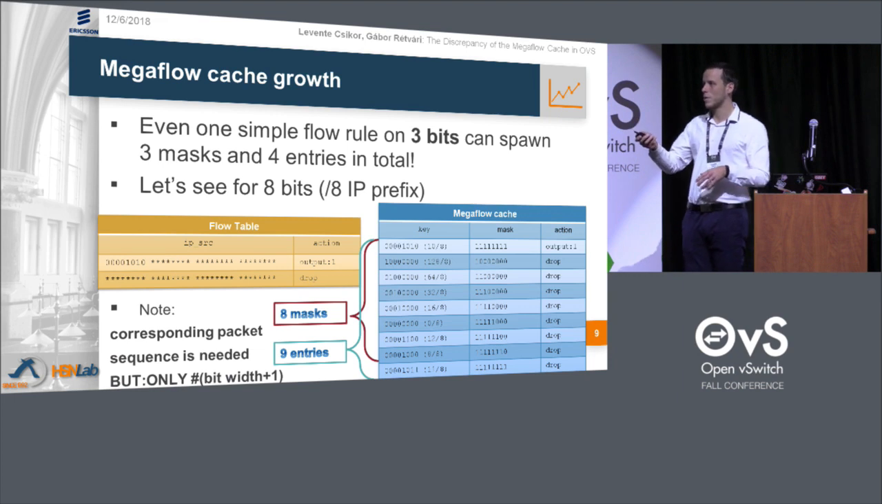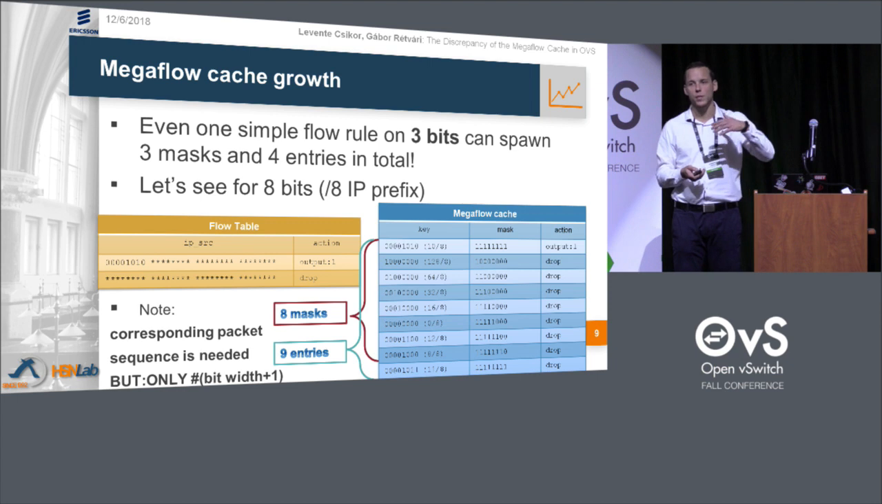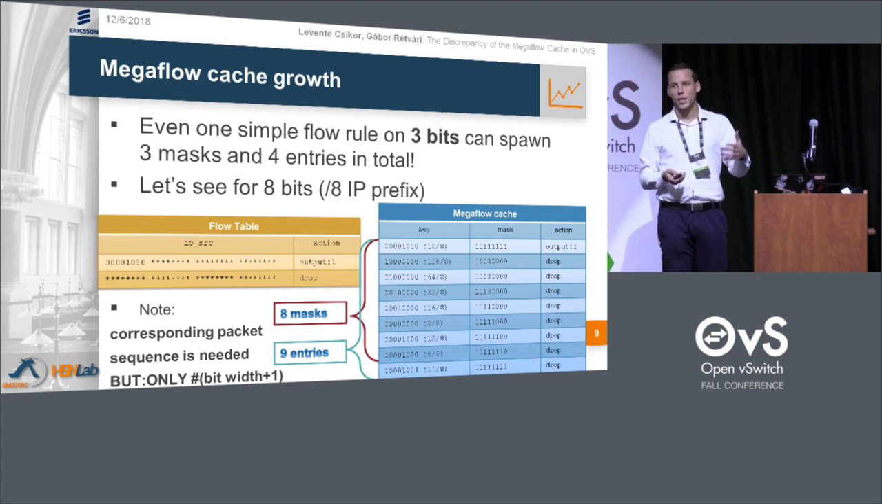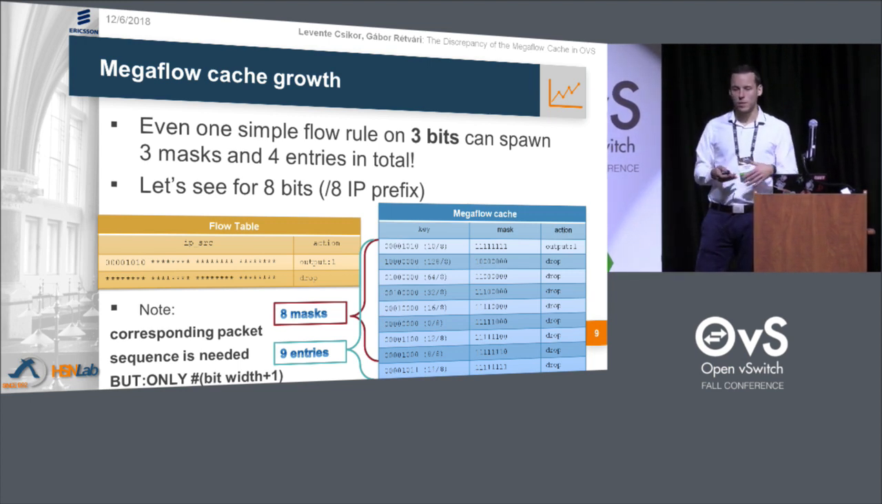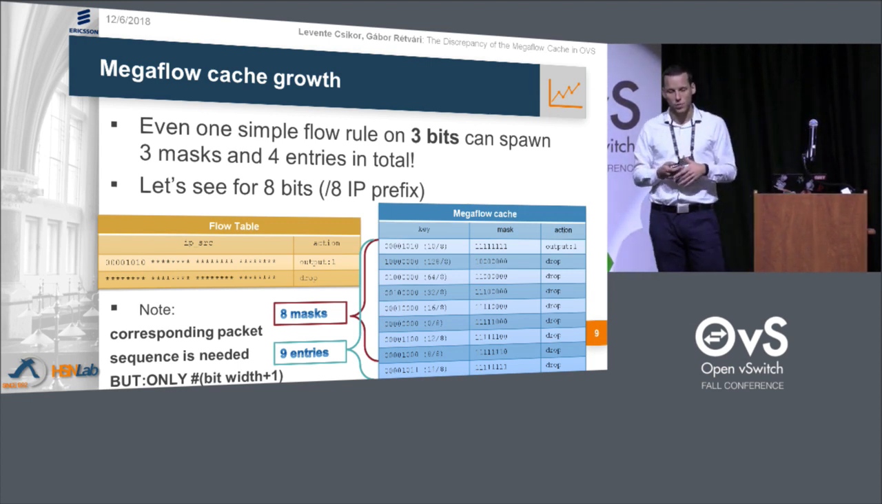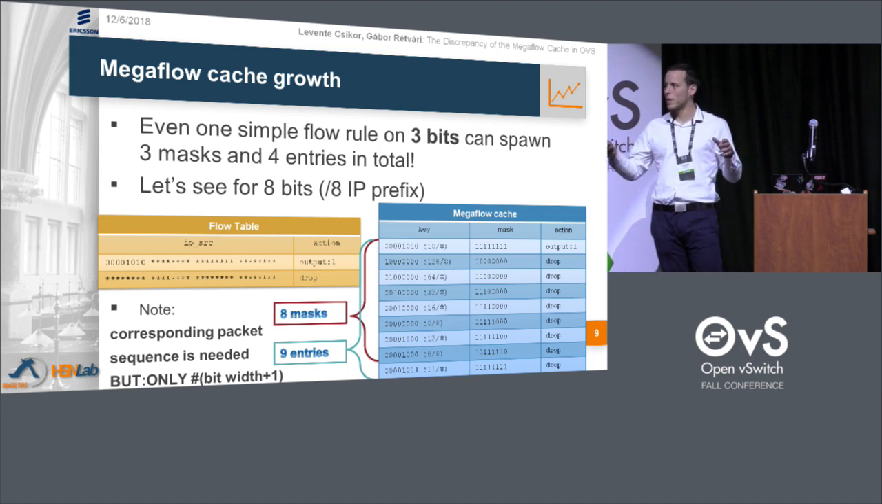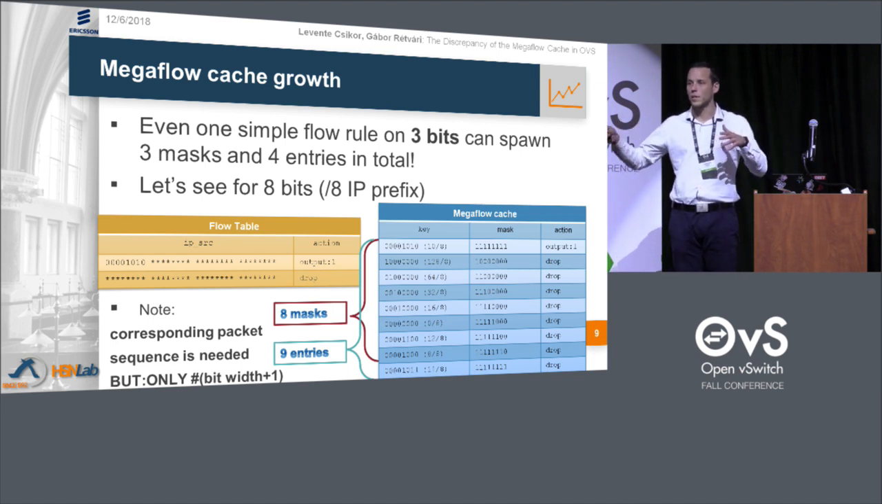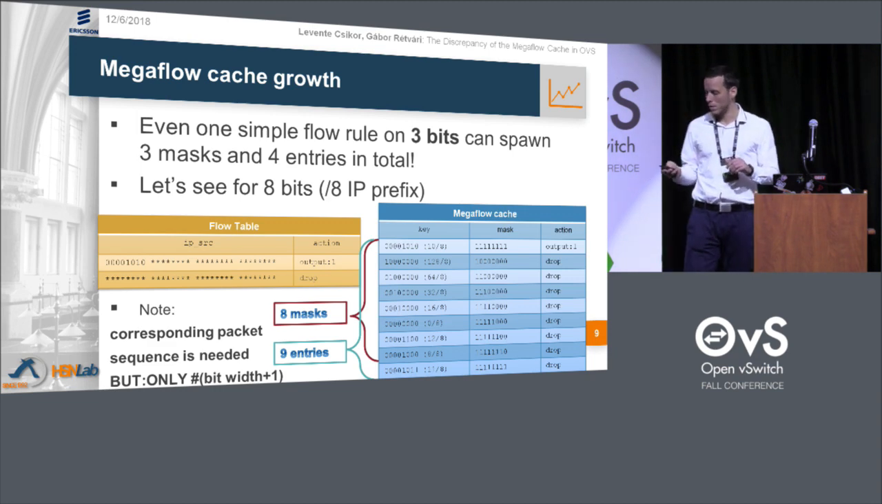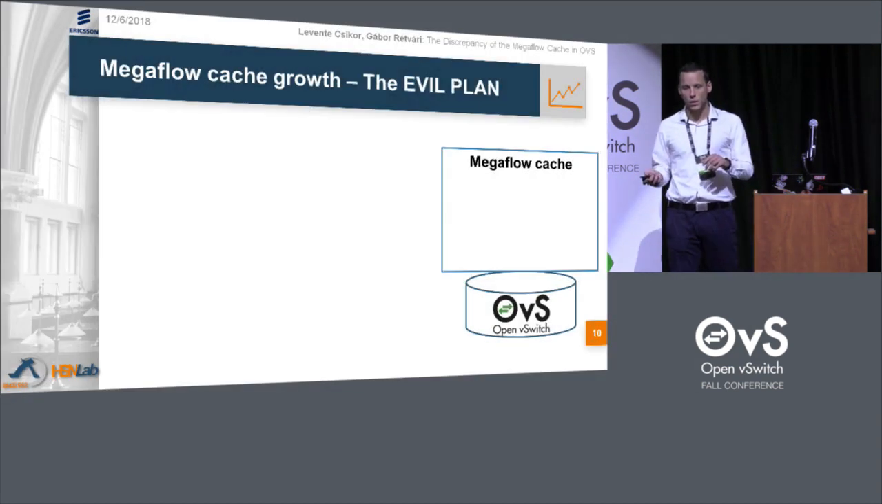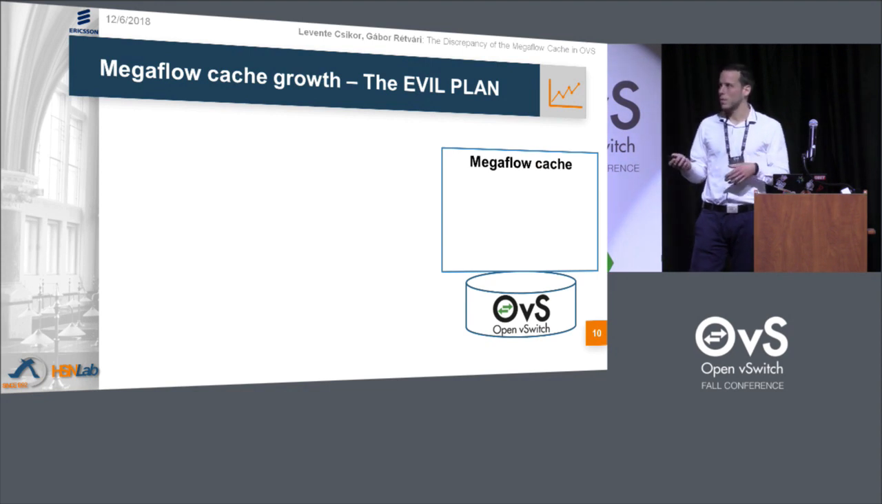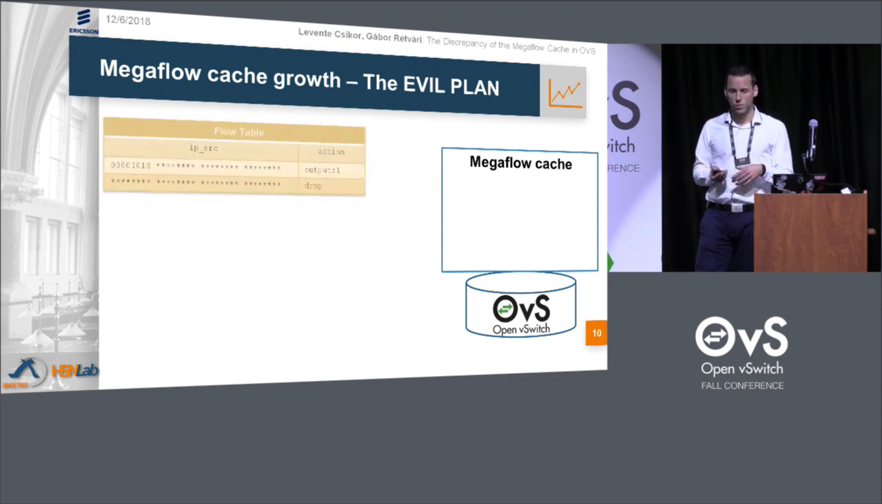We should also note that in order to have these entries in the Megaflow cache, you need the corresponding packets coming into the system, because a new entry in the cache is only spawned when a packet comes in. So we assume here that the packets are actually entering our system. It means that if you have one flow rule on W bits, then you can reach W plus 1 Megaflow cache entries in all cases. Let's see how it can grow further.